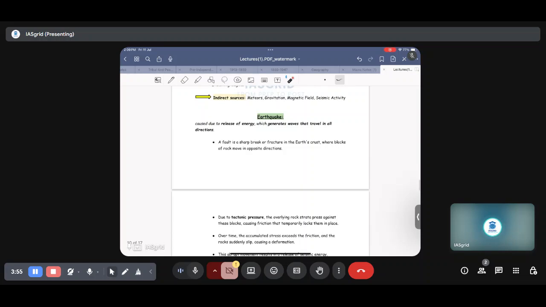And now let's move on to earthquake. If you have to define this in the easiest possible way, it's caused due to the release of energy, which generates waves in all the directions. So it could be because of the fault or fracture on the Earth's crust where blocks are moved in opposite directions. For example, if this is a particular block and there are fractures over here and they start moving in different directions, this friction causes release of energy, right?